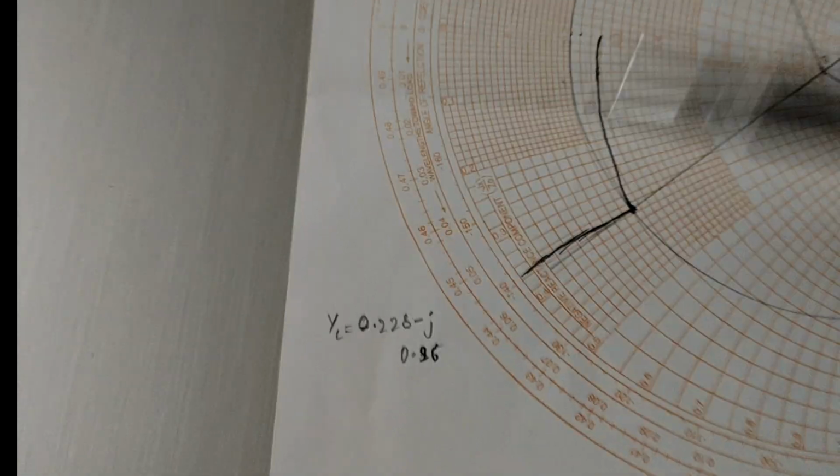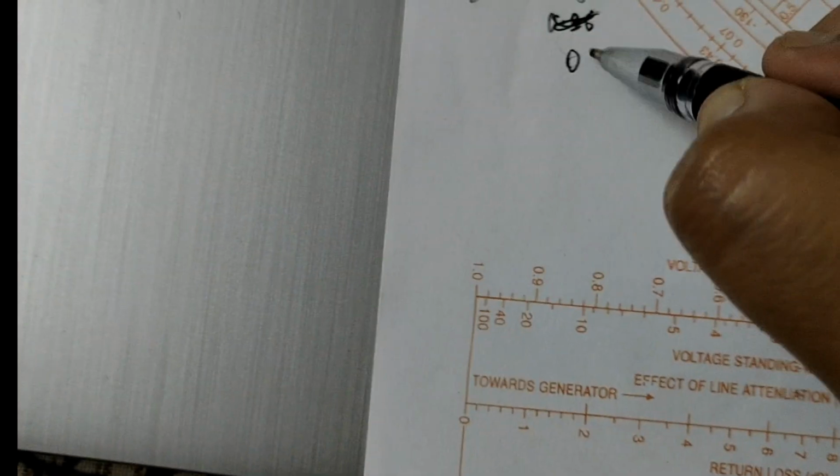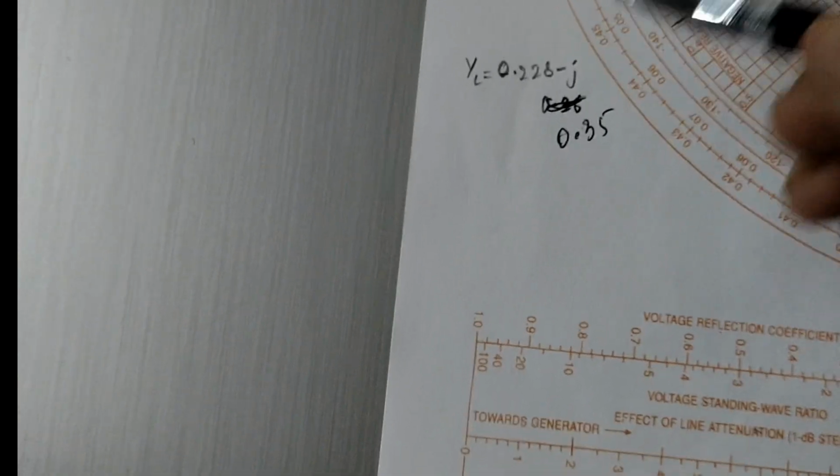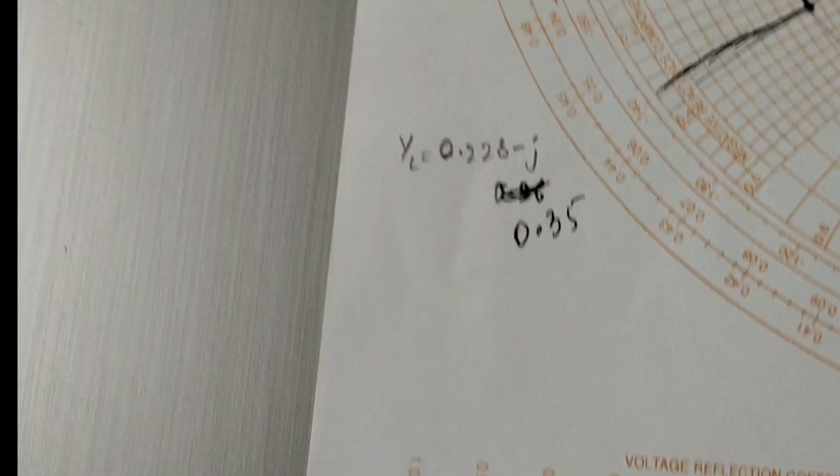I'm getting it as 0.26. And this is 0.35, 0.226 or 2 to 8, and your j is this side, right? See, it is 0.3, 0.32, 0.34, exactly 0.35. So this is the value of your admittance.